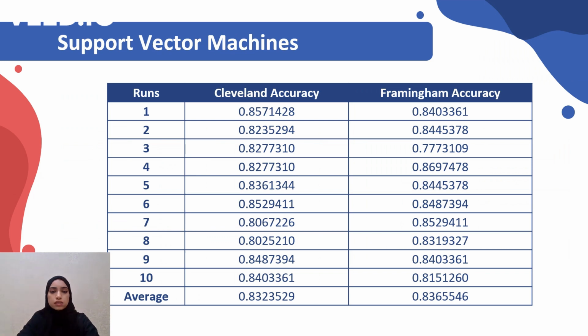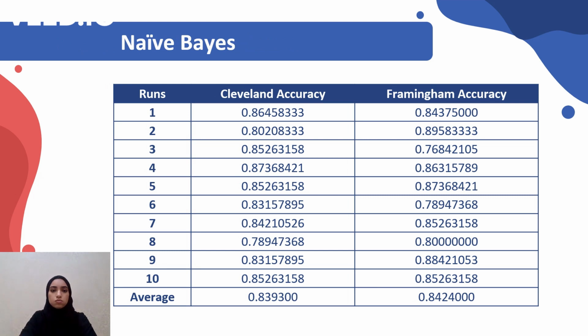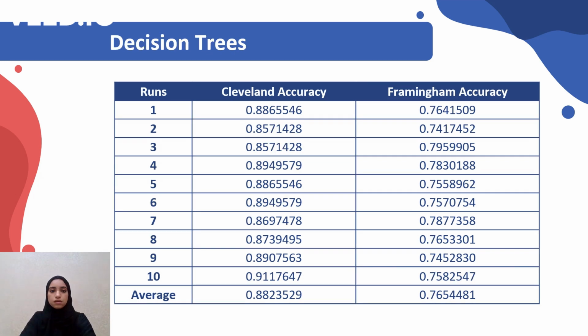Moving on to our next algorithm, which is linear support vector machine. The first dataset, the CliffClan dataset, gives us 83.2%, and the other dataset, FH's dataset, gives us 83.6%. The next algorithm is naive Bayes. The CliffClan dataset gives us 83.9%, and FH's dataset gives us 84.2%.